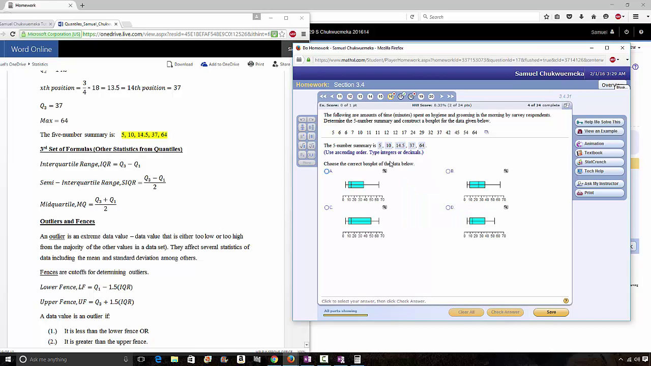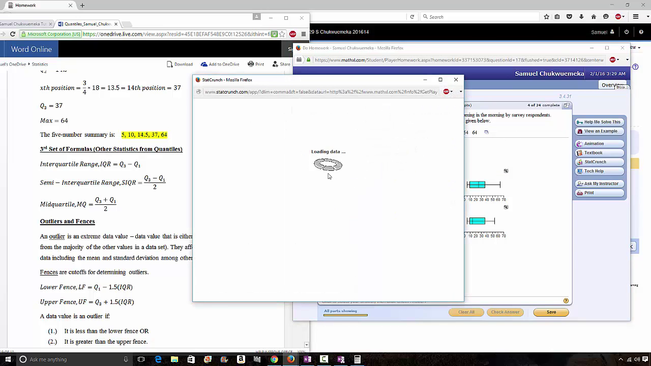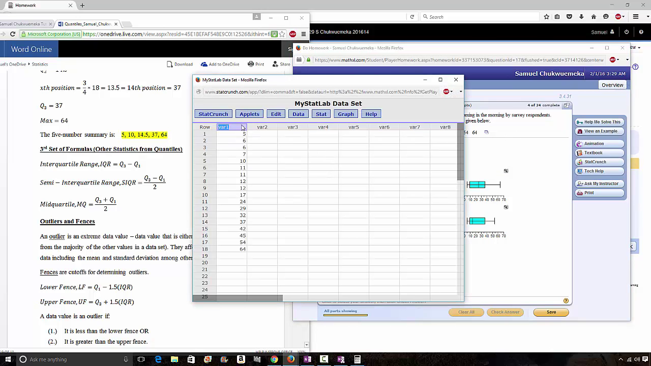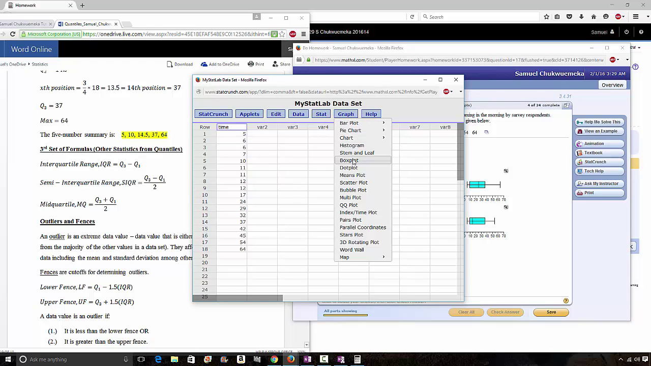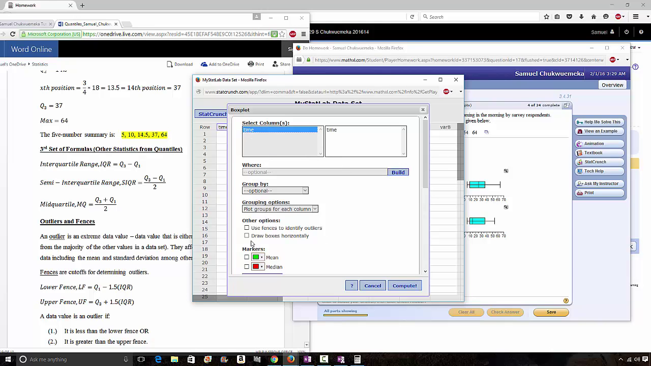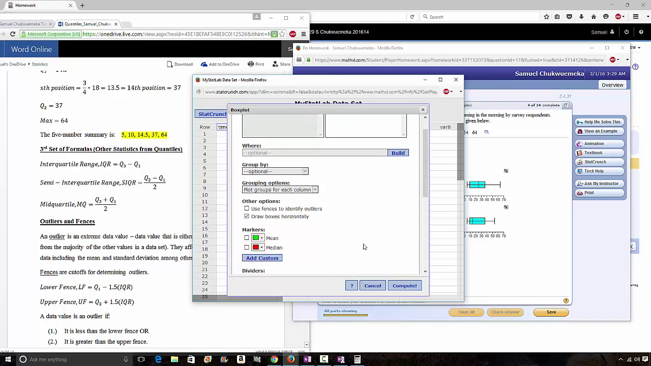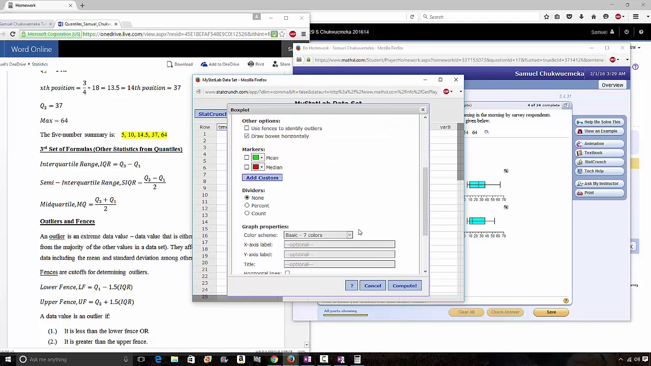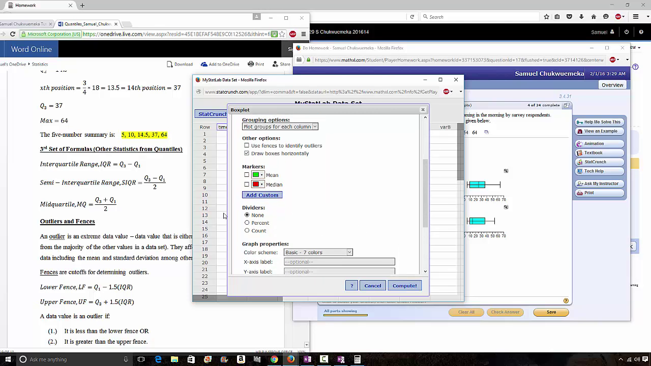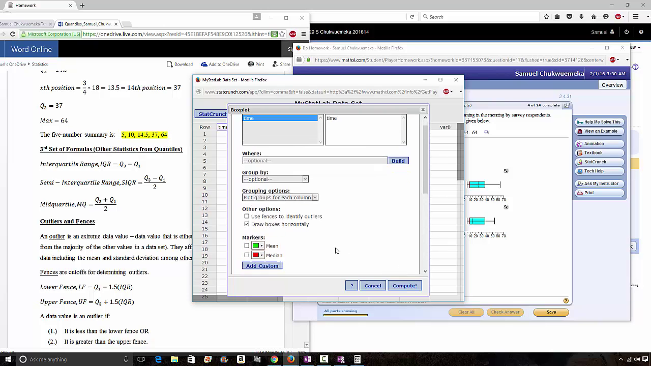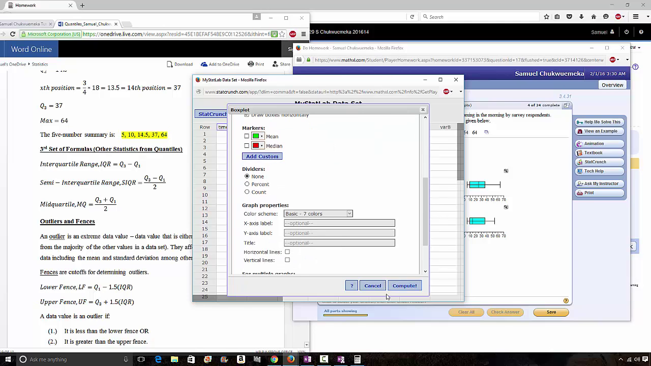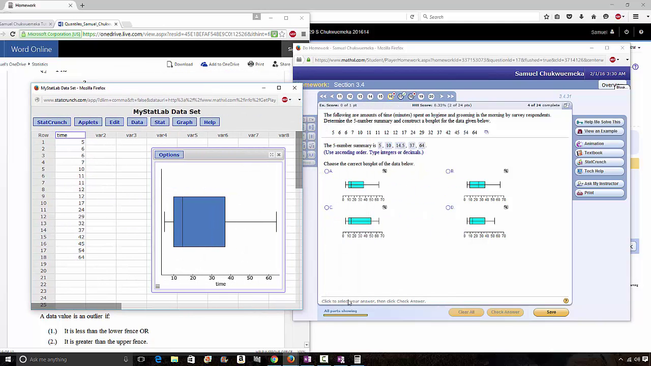Okay, all right. Now the box plot. You still open this in StatCrunch, and you can do the same thing at the same time. So graph, box plot, time. I want to draw the boxes horizontally. For now, I have not taught you to use fences, so I'll just leave it like that. You always want to draw your box plot horizontally. Compute.